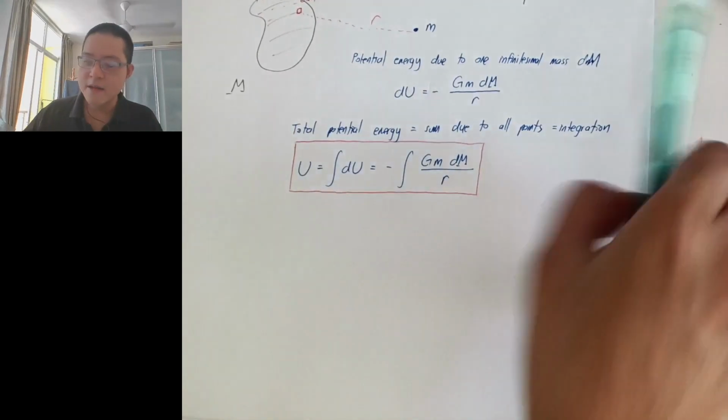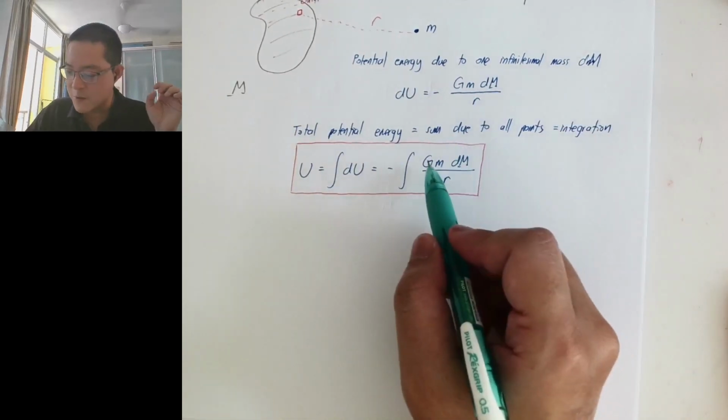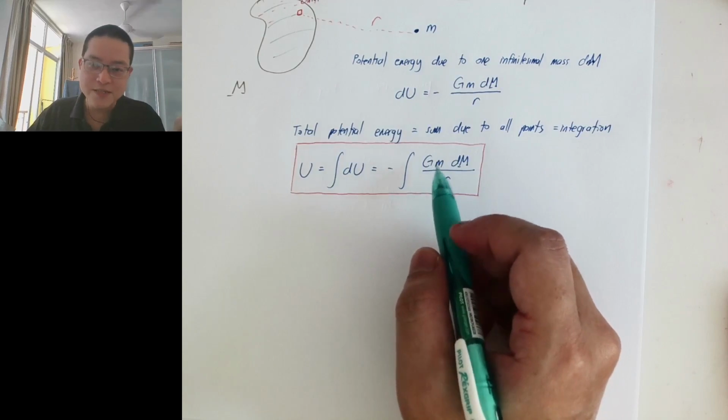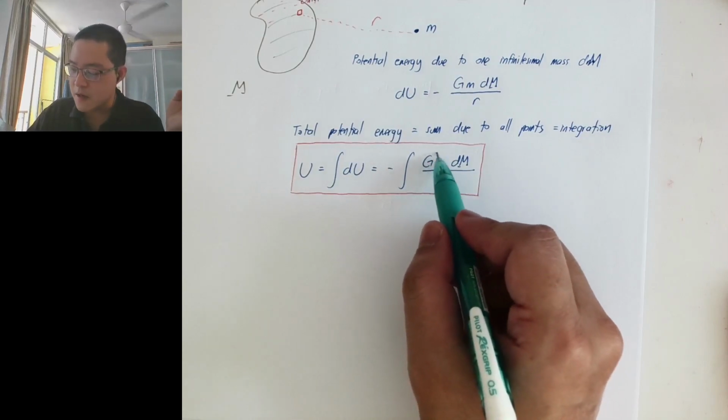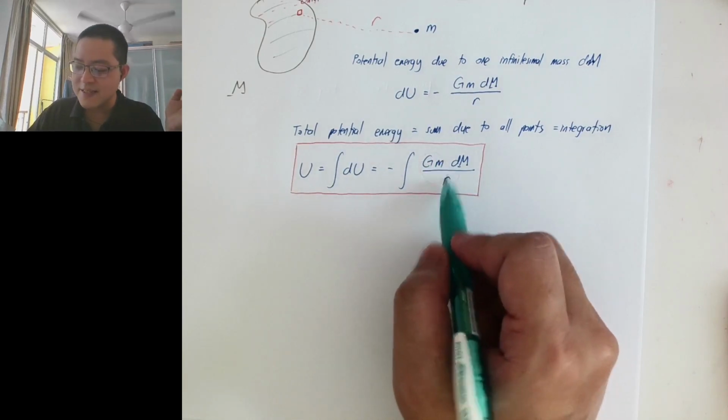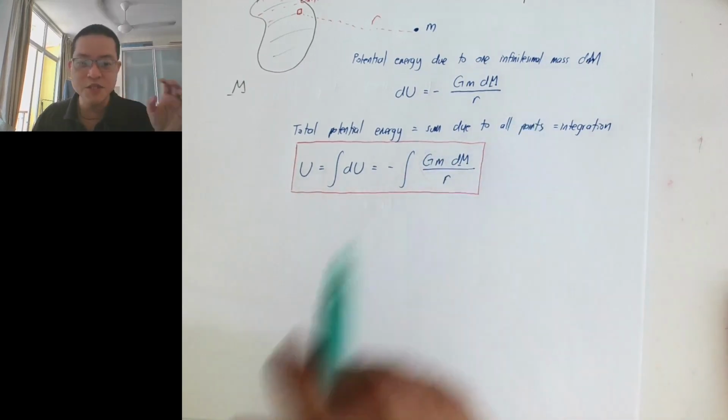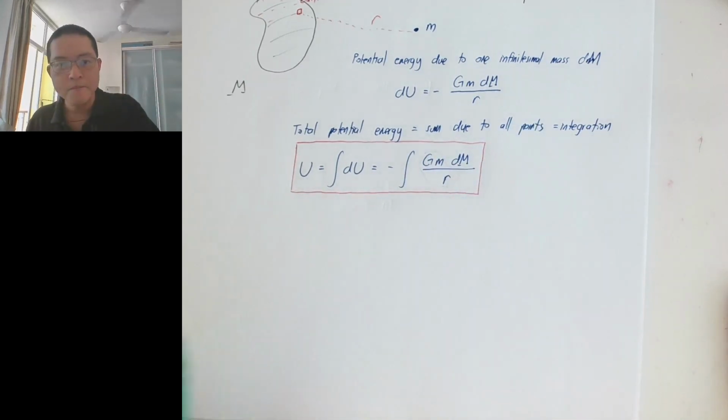I have seen in quizzes and exams a lot of students always take things out of the integral, assuming they are constant. We shouldn't do that for R.